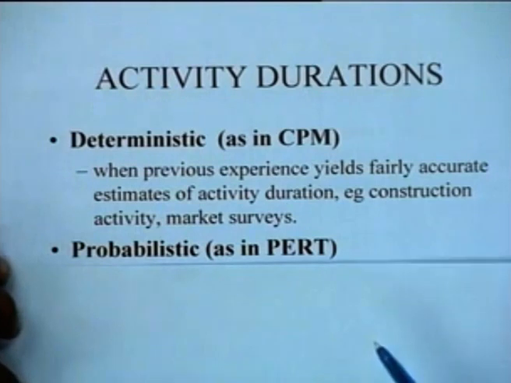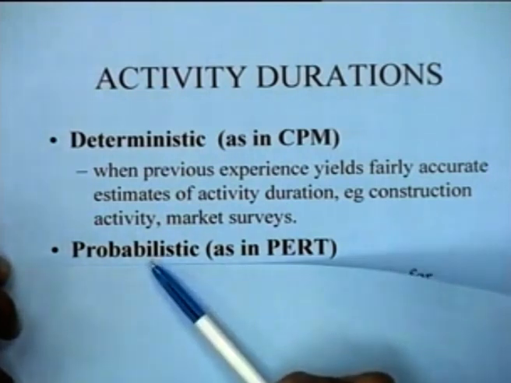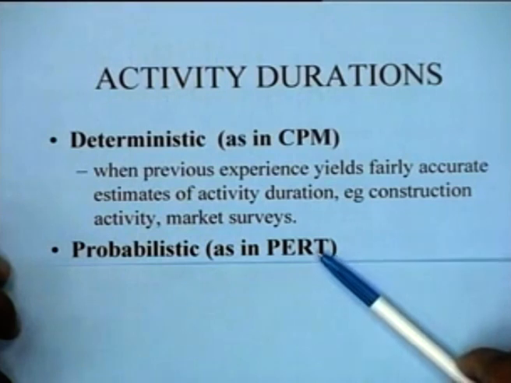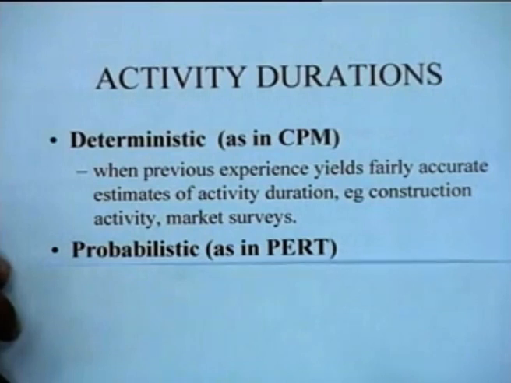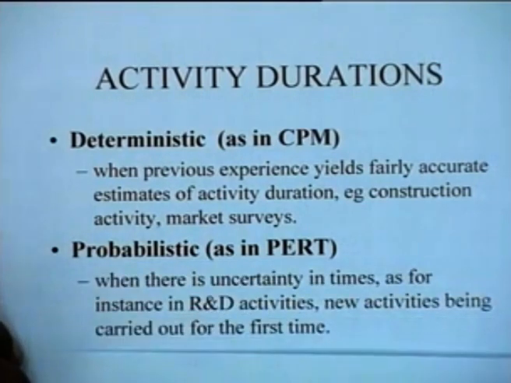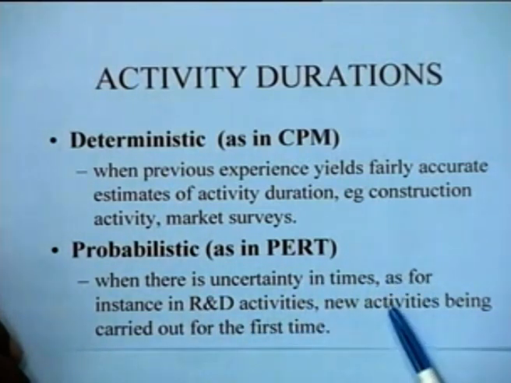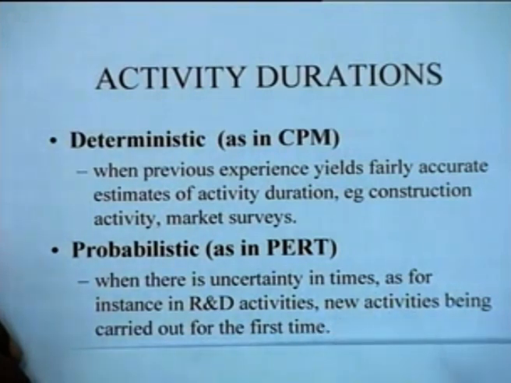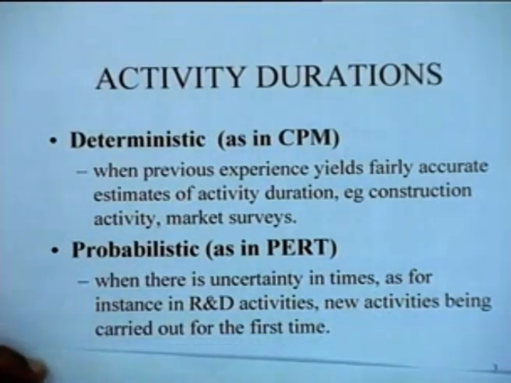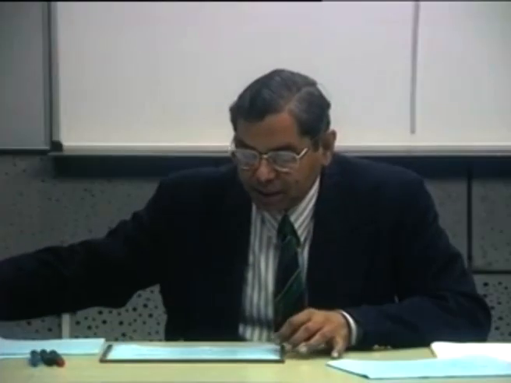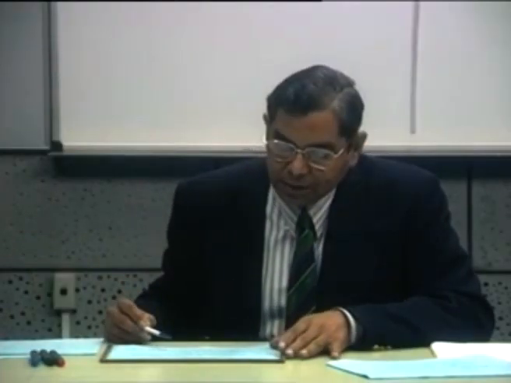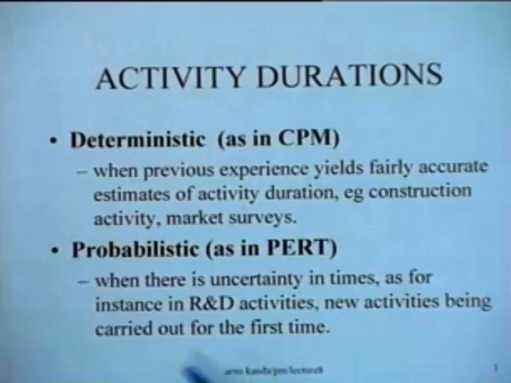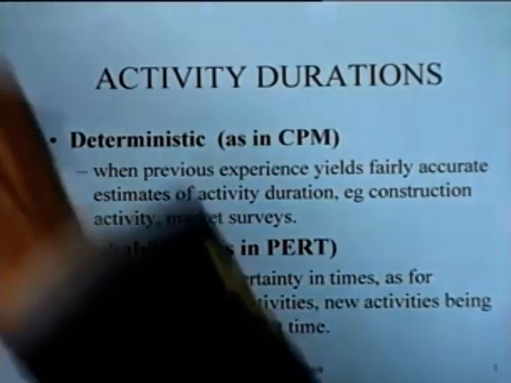On the other hand, we have probabilistic time estimates, which happen for instance in PERT, or program evaluation and review technique, and the essence here is that there is considerable uncertainty in times, as for instance in research and development activities or when new activities are being carried out for the first time. So in such situations it is not always easy to estimate the time of the activity quite accurately, and therefore you can assume various estimates of time.